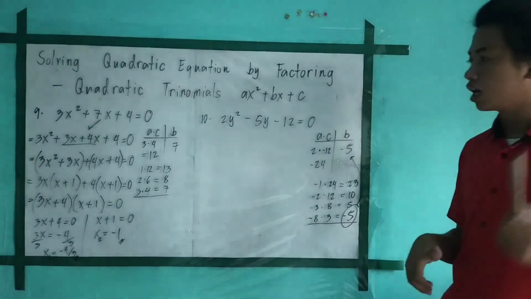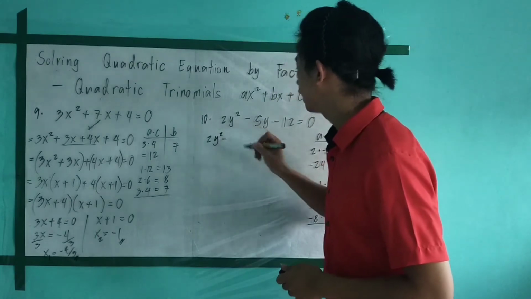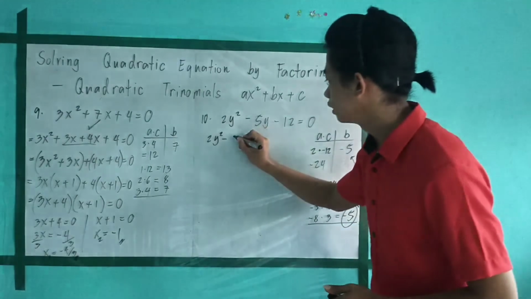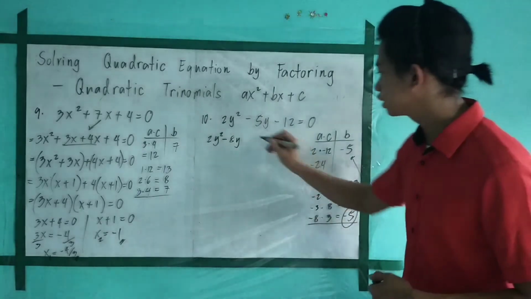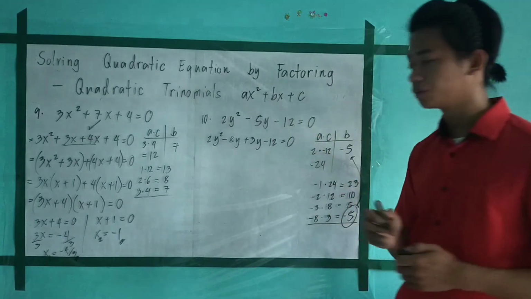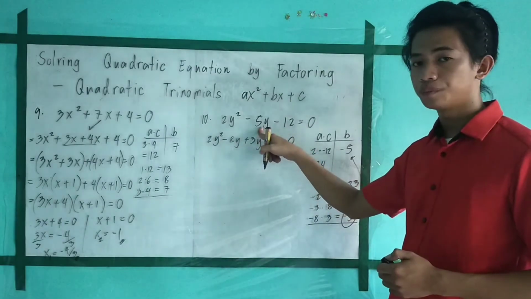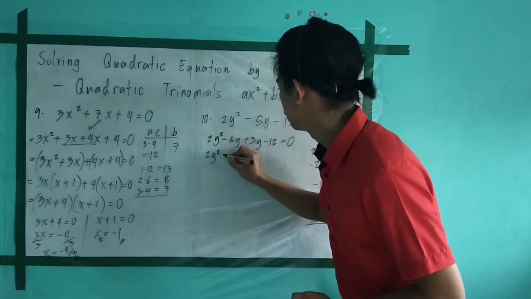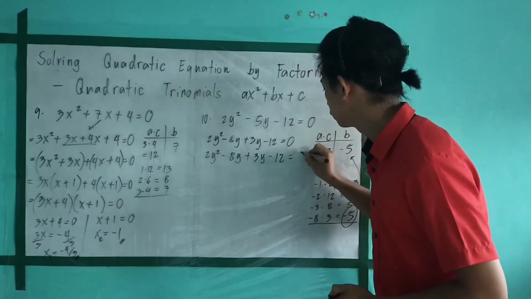Okay? So, solve natin. We have 2y squared less 5y. So, magiging ito na negative 8y. Then, positive yung 3 natin. So, therefore, positive 3y. Less 12 is equal to 0. So, ayan, pareho lang din. Negative 8y plus 3y is equal to negative 5y. Next, 2y squared less 8y plus 3y less 12 is equal to 0.